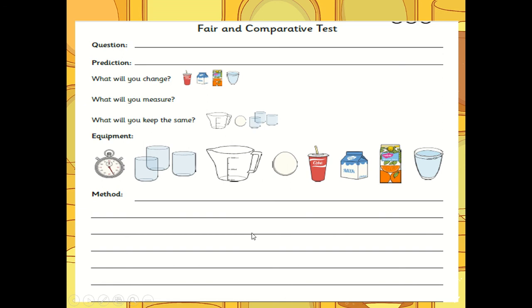Okay, a lot of information to take in there, but this is the main thing that we are going to be concentrating on, a fair and comparative test.